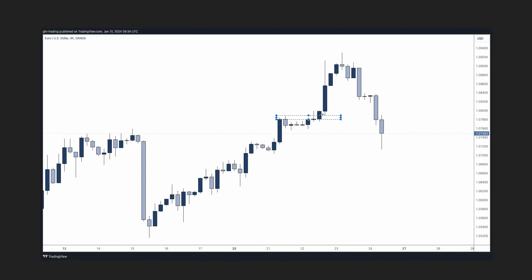Wait for the wick to form. Put your limit order here, just a few pips above the high to make sure that your spreads are being covered. Stop loss below, and then the candle should follow through. If there's enough volume in the market, it should follow through to your take profit.